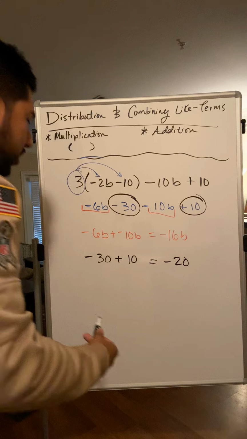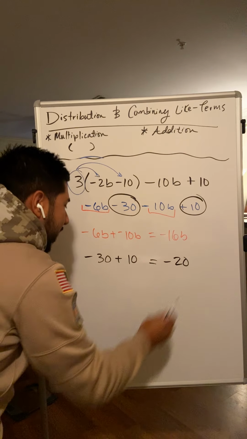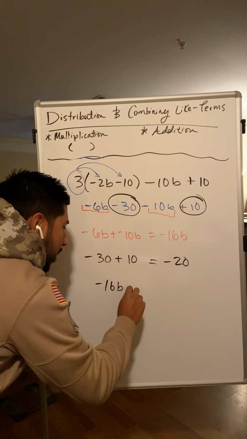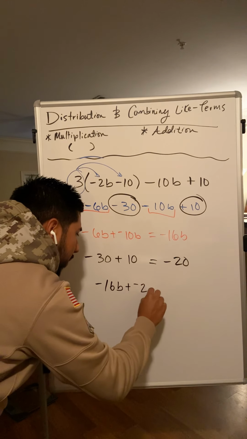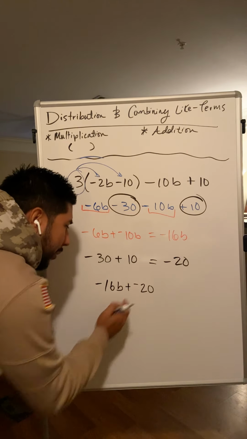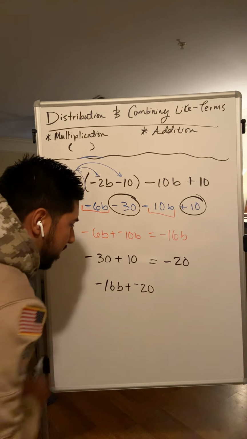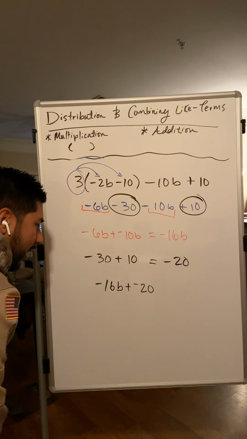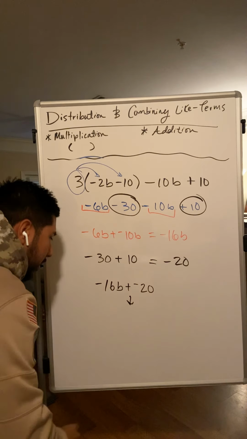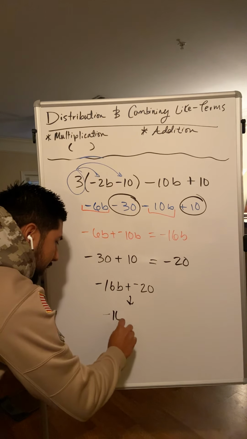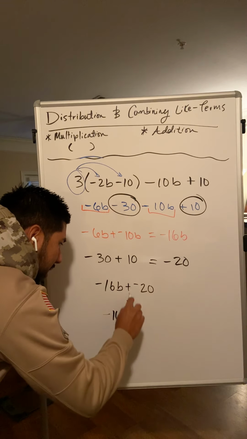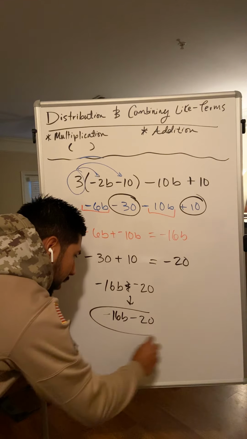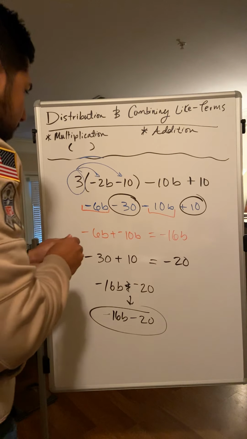Putting my full answer together, top then second, I got negative 16b plus negative 20. Don't forget, this is not my final answer. I mentioned this in yesterday's video. I see a plus negative right here. I don't have to leave it like that. Let's make it brand new. Got negative 16b. Just take away this plus. Now I got minus 20. And there's my answer. Good stuff, ladies and gentlemen.